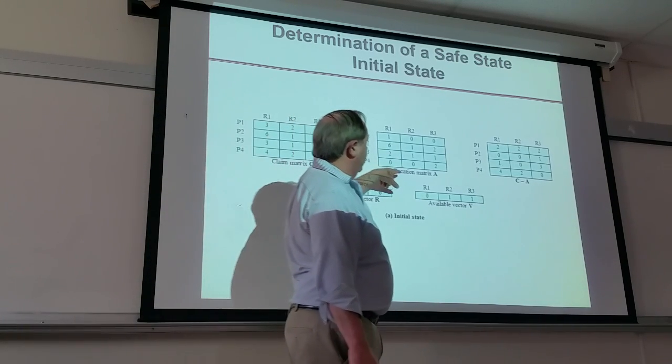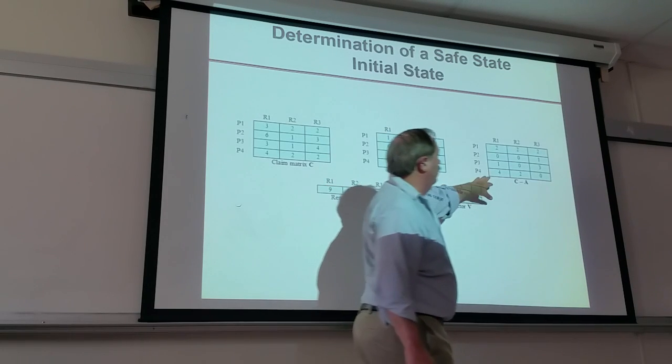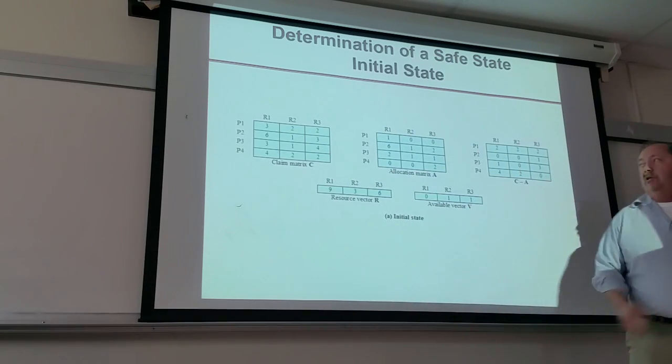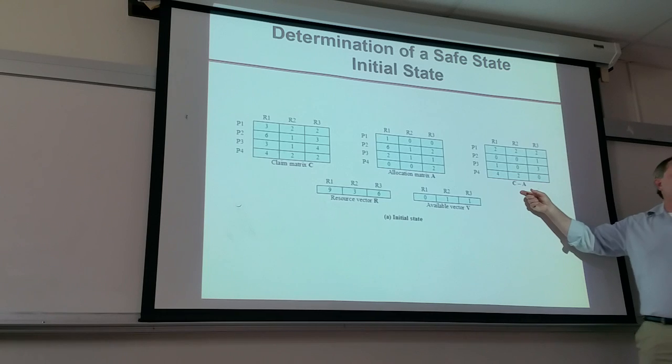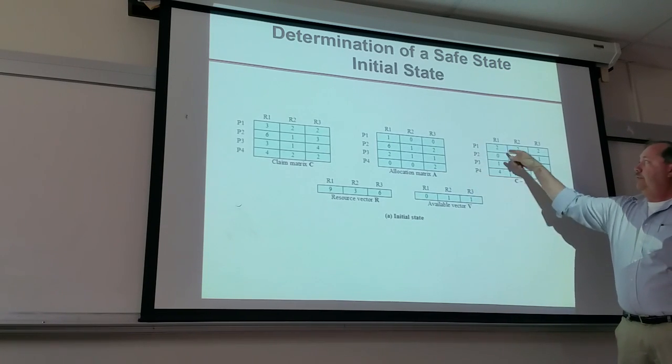Allocation is just like the allocation we saw in the previous one, and we're going to update C minus A just as this equation states: C minus A equals there.